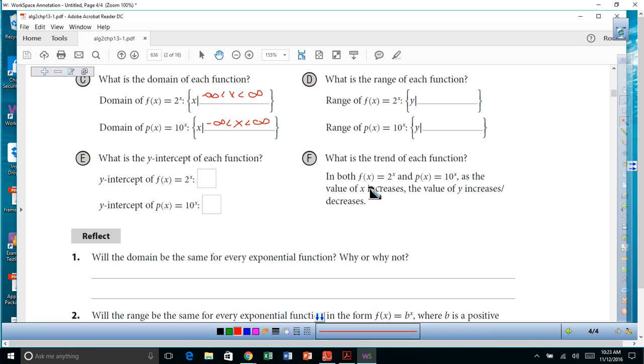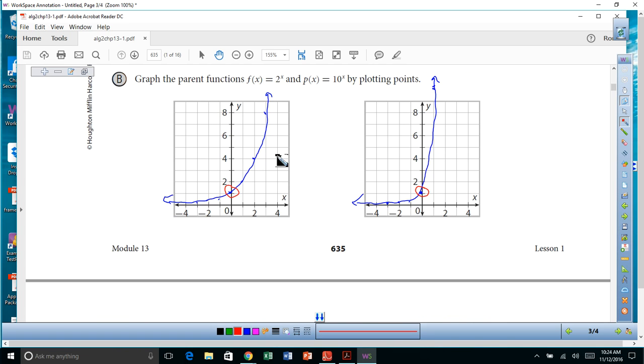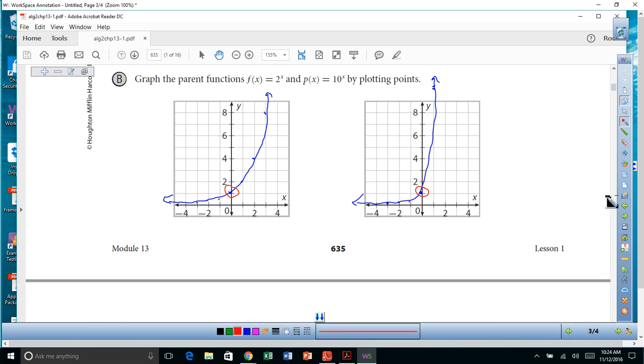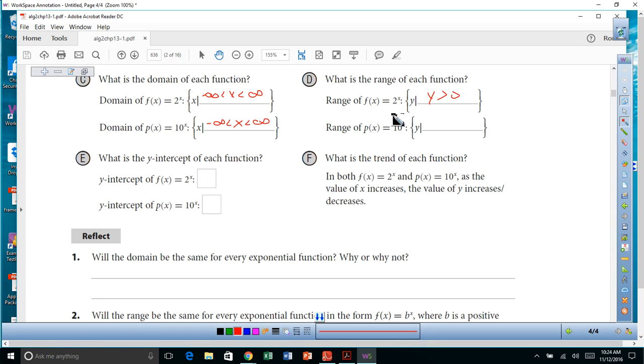What is the range? The range of f of x is y such that, and y, it goes up, right? But where does it start at? The range of f of x. Look back at the graph. What is the range? It's just here above 0, right? And it goes up. But it doesn't actually touch 0. So it's going to be y is greater than 0. And then the range on p of x, it does the exact same thing. So again, it's going to be y is greater than 0.